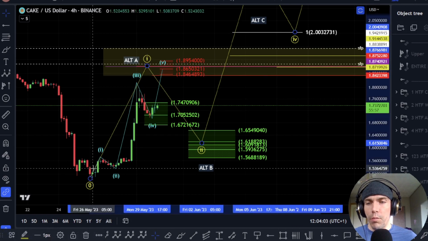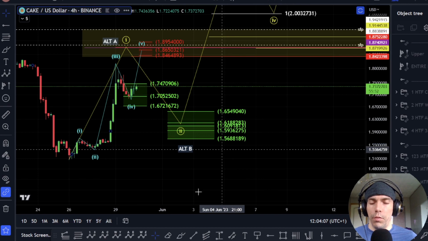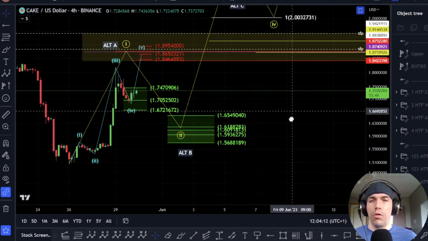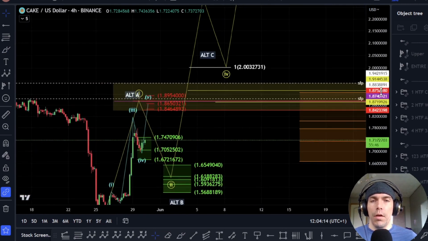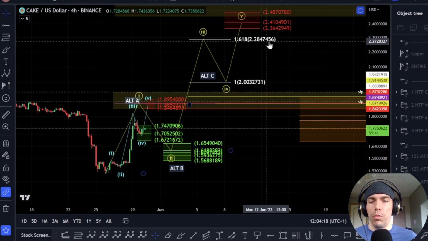If we do get a 5-wave move up here in an A or wave 1, this key zone here is going to be this $1.56. As long as we remain above this level, we could potentially look for continuation to the upside, where we have a bigger 5-wave potential here if we do actually move up towards this $2.28.